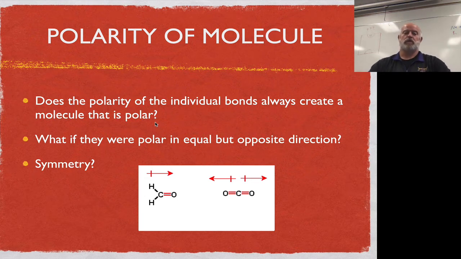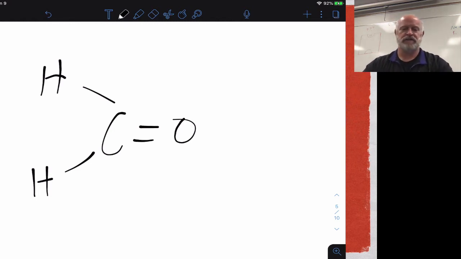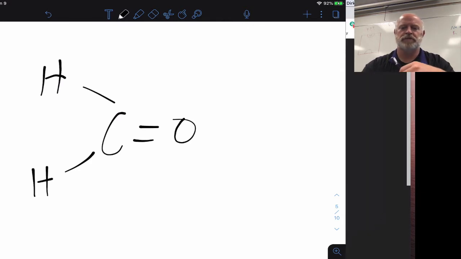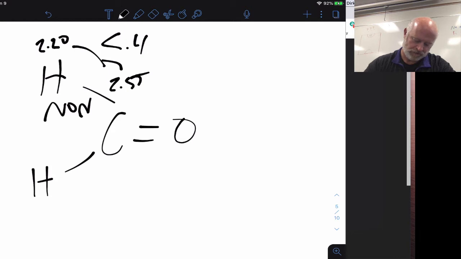So here's how we do it. We look for symmetry. In these two molecules, we have polar bonds. So let's draw the first one up. We have carbon double bonded to oxygen, and we have a couple of hydrogens coming off it at angles. And the carbon to hydrogen bond, if we take a look at our electronegativities, go back to our table. Hydrogen again is a 2.20. Carbon is a 2.55. So between these two, we have a difference that is less than 0.4. So this is non-polar over here.